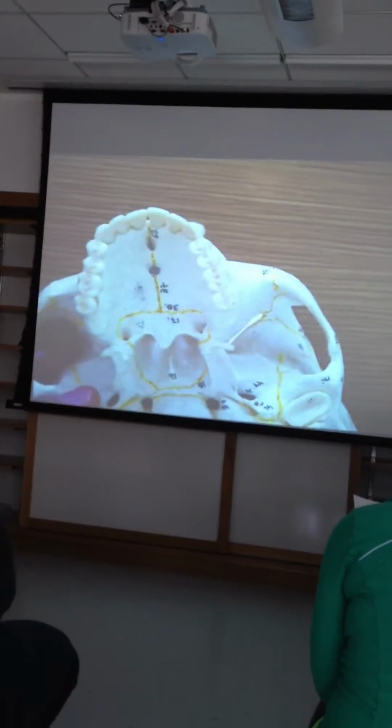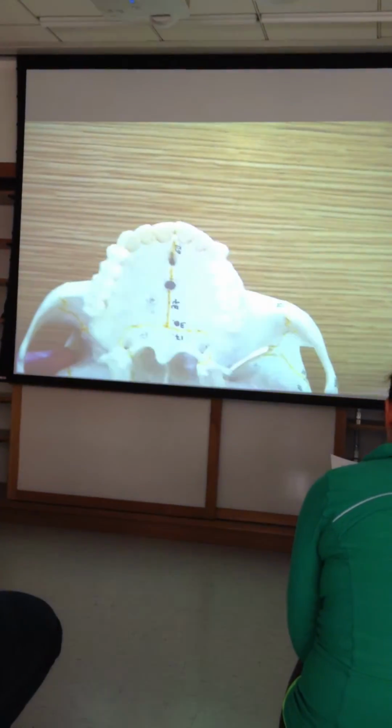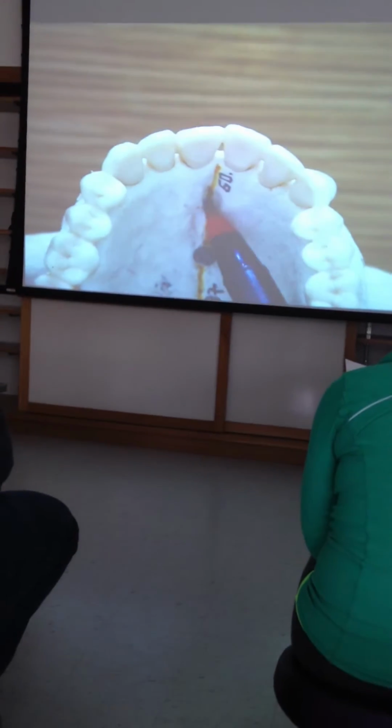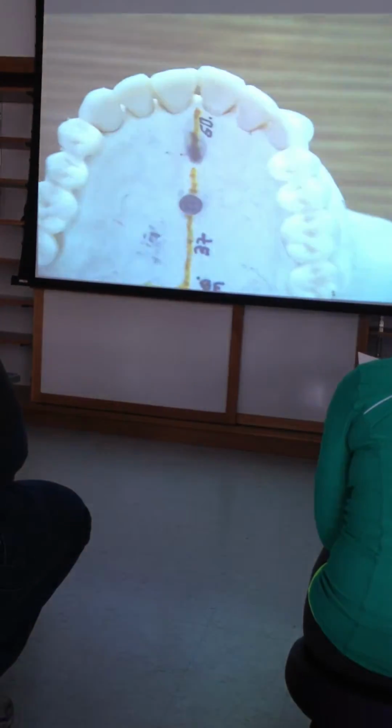Other stuff to show you on here. The incisive foramen is this hole right here. There's a hole right behind your incisors for blood vessels and nerves to go through it. So that's that hole right there.